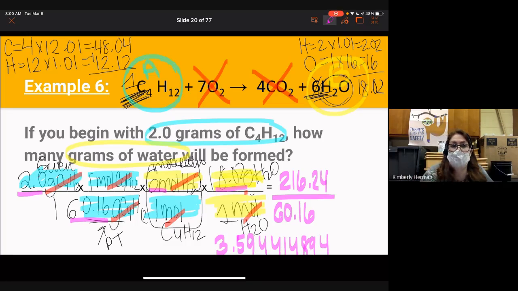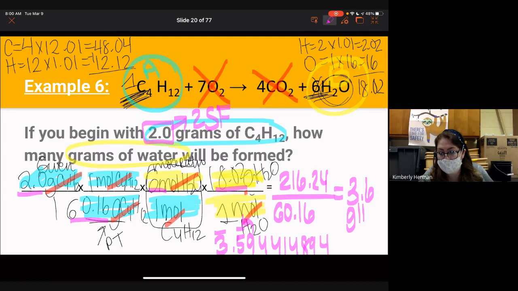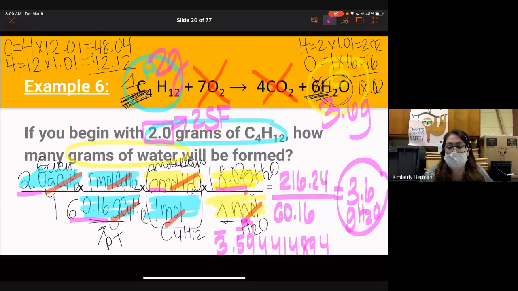3.594414894. Go back to your problem. We have 2.0 grams as our given. So if we have a 0 to the right with a decimal, that would mean that we have 2 sig figs. So 1, 2, will 9 round 5 up? Perfect. It does. We'll have 3.6 grams of water. And so what that means is that if we started with 2 grams of my hydrocarbon, we would produce 3.6 grams of my water. So thanks for watching as we work through example number 6.